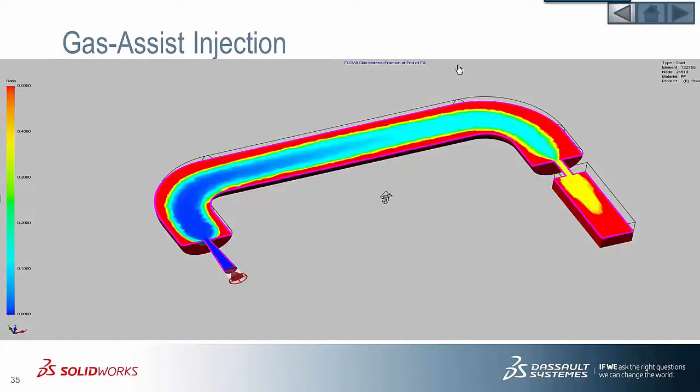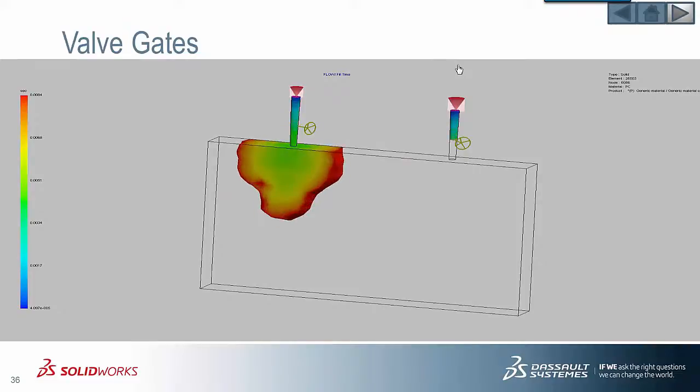Gas assist is another great feature that we have for injection molding hollow parts. In this scenario, we're injecting a specified volume of plastic and then backfilling it with gas, at which point the plastic shoots out to the walls and you have a hollow part. We can also model valve gates.